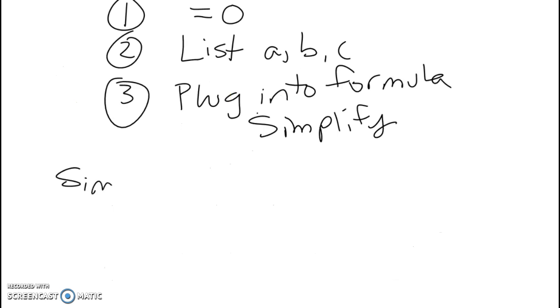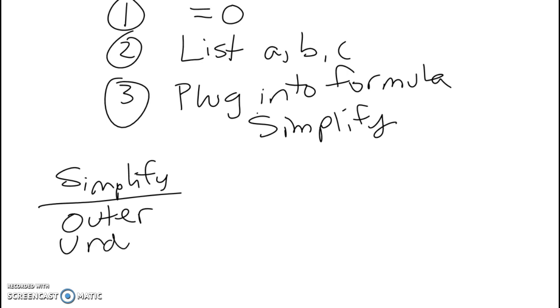Here might be a little tip when you go to simplify. When you first simplify, do the outside of the radicals. Then you can do under the radical. Then actually simplify the radical if needed. And then if you need to simplify the whole entire answer, do so.